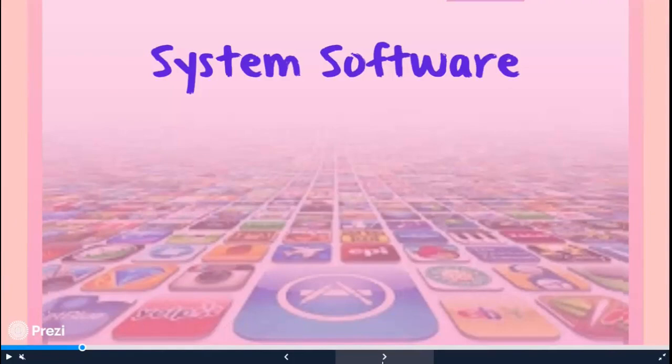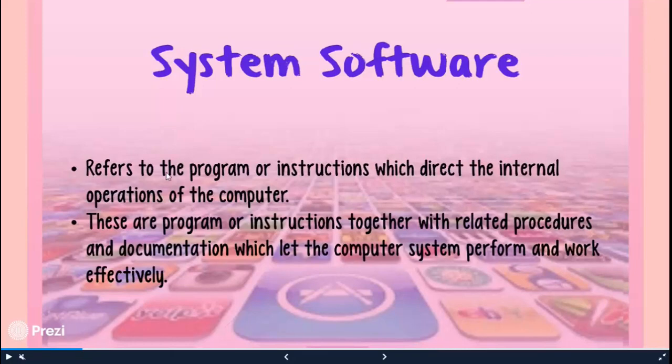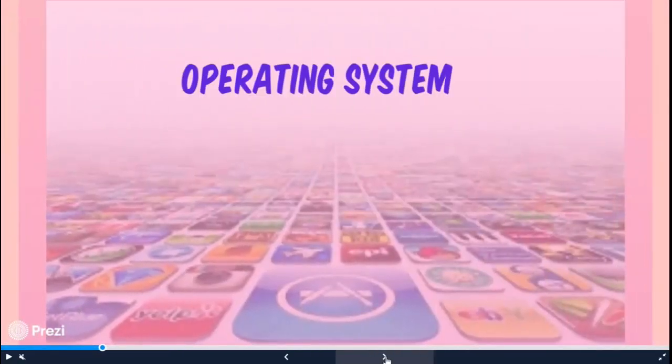The first one is system software. What is system software? It refers to the programs or instructions which direct the internal operations of the computer. These are programs or instructions together with related procedures and documentation which let the computer system perform and work effectively. Basically, the first fundamental example of system software is an operating system.